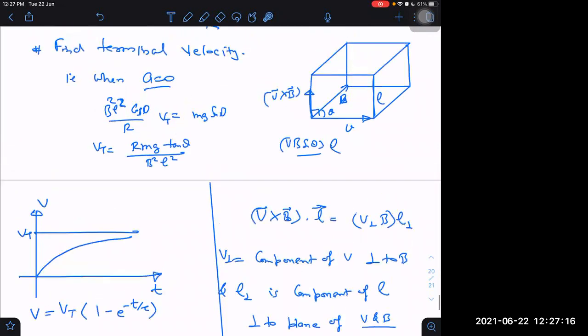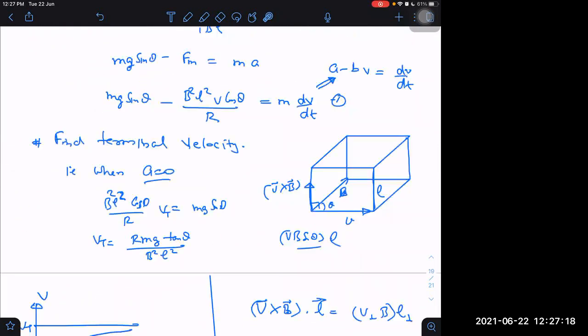Or if you are not sure what is the time constant, do one thing here. Write dv by dt one side and take m the other side. Compare the coefficient of v, which has the same dimensions as that of time. Can you find it out or not? Take m downside here. So it will become r into m divided by B square into L square into cos theta. That total will have the dimensions of the time constant.